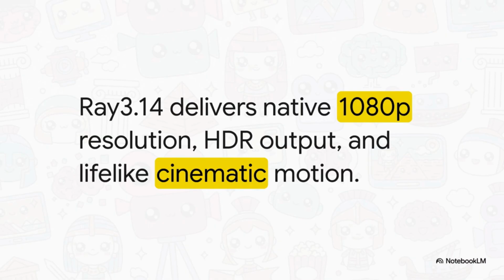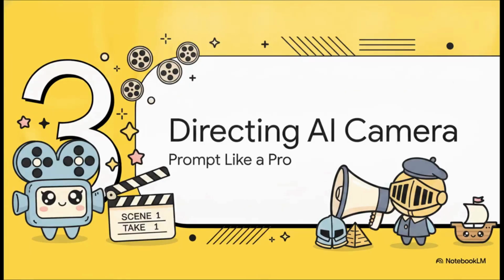Imagine the warm, flickering glow of a candlelit monastery, or the harsh dynamic range of a sunset over a dusty battlefield. It gives you physically accurate lighting and fluid camera movement. This isn't just basic, jittery AI. It genuinely feels like actual film. Which brings us to Section 3, directing the AI camera. It's time to prompt like a pro.